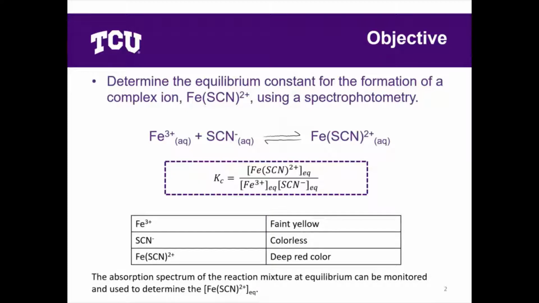The absorption spectrum of the reaction mixture at equilibrium can actually be monitored, and we can use this to determine the concentration of iron thiocyanate. So we will use what we call a blank. We will train the instrument to recognize the absorption for the iron complex to subtract out that light yellow color, and then we know whatever absorbance we're getting is only due to our desired product.